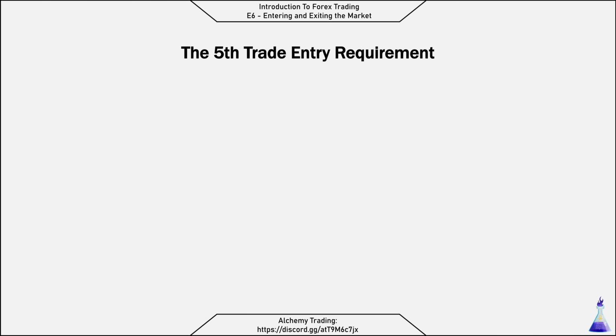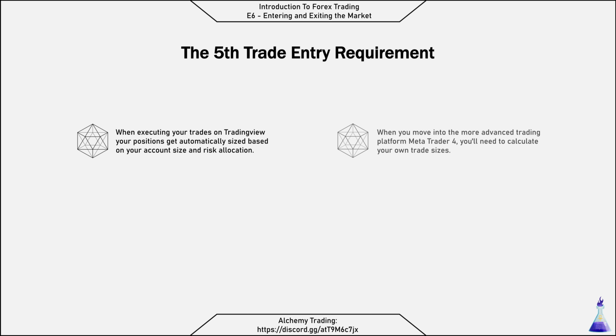Before we wrap up this episode, there's actually one more bonus trade entry requirement that you're going to need to understand as you become a more advanced trader. You'll notice that when you're executing your trades on TradingView, your positions get automatically sized based on your account size and risk percentage allocation. This is undoubtedly a very nice feature, but when you start to move into the more advanced trading platform of MetaTrader 4, you're going to need to calculate your own trade sizing. Fortunately, this is very easy, and I'm about to explain exactly how to do it.